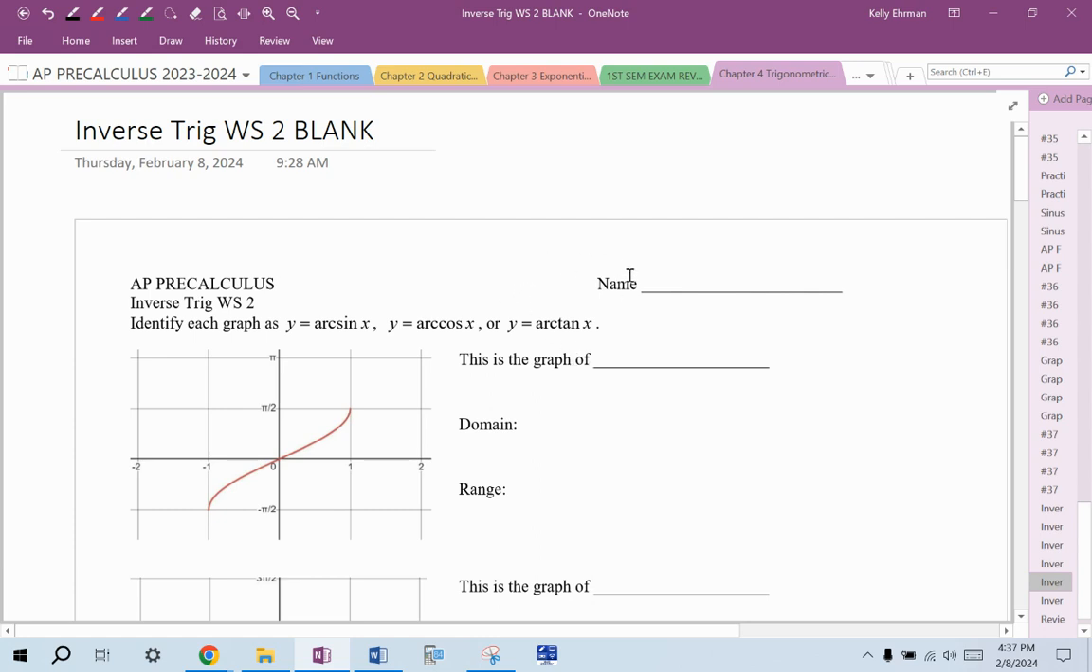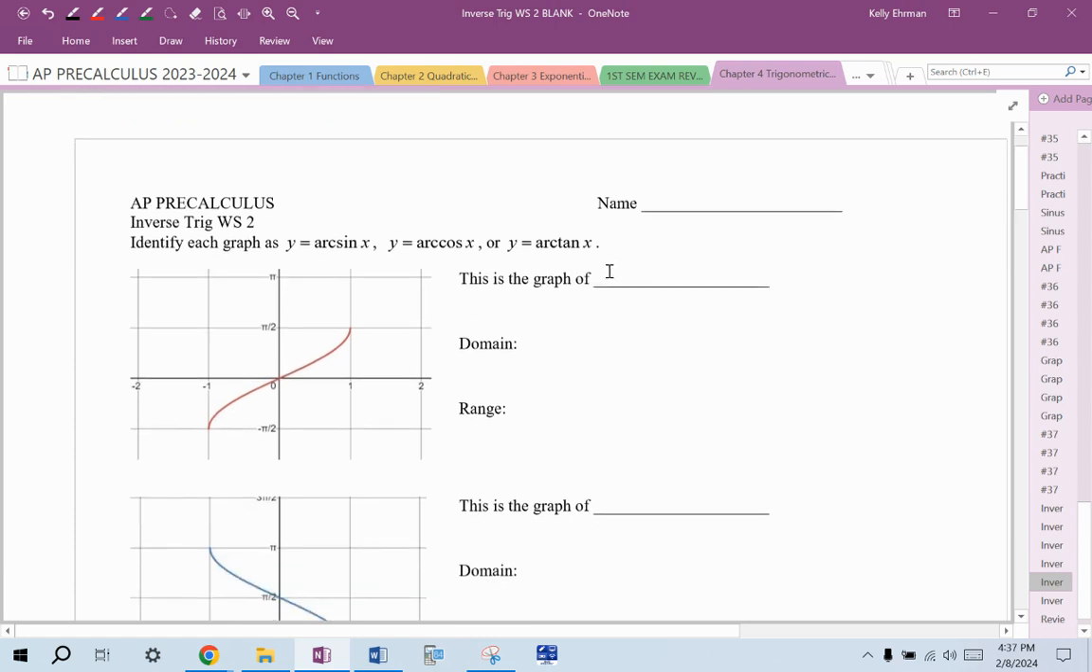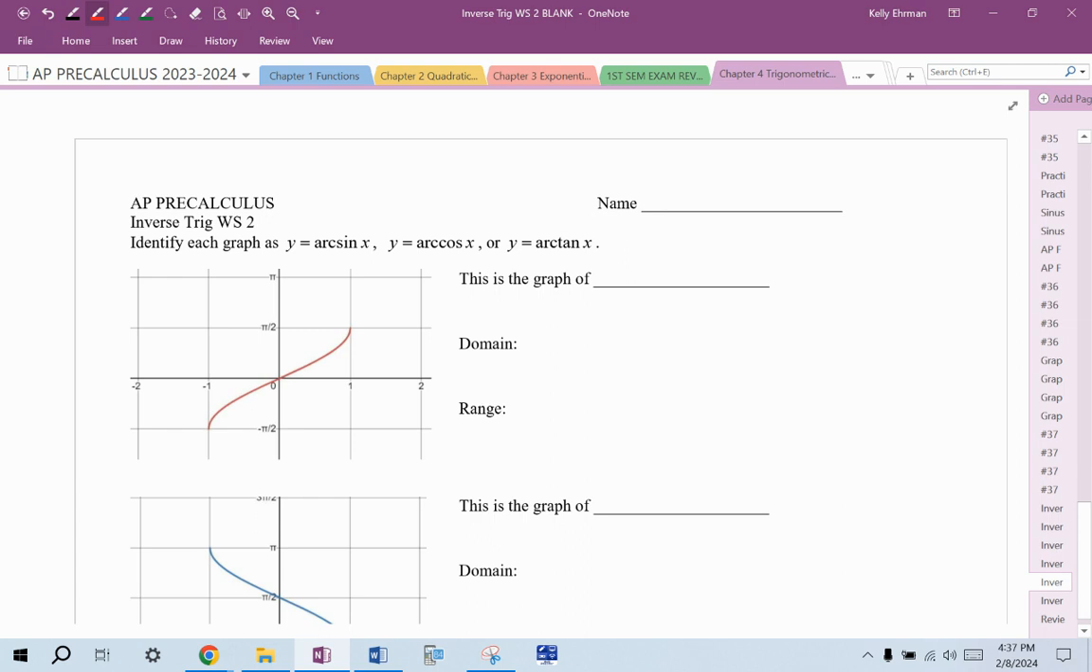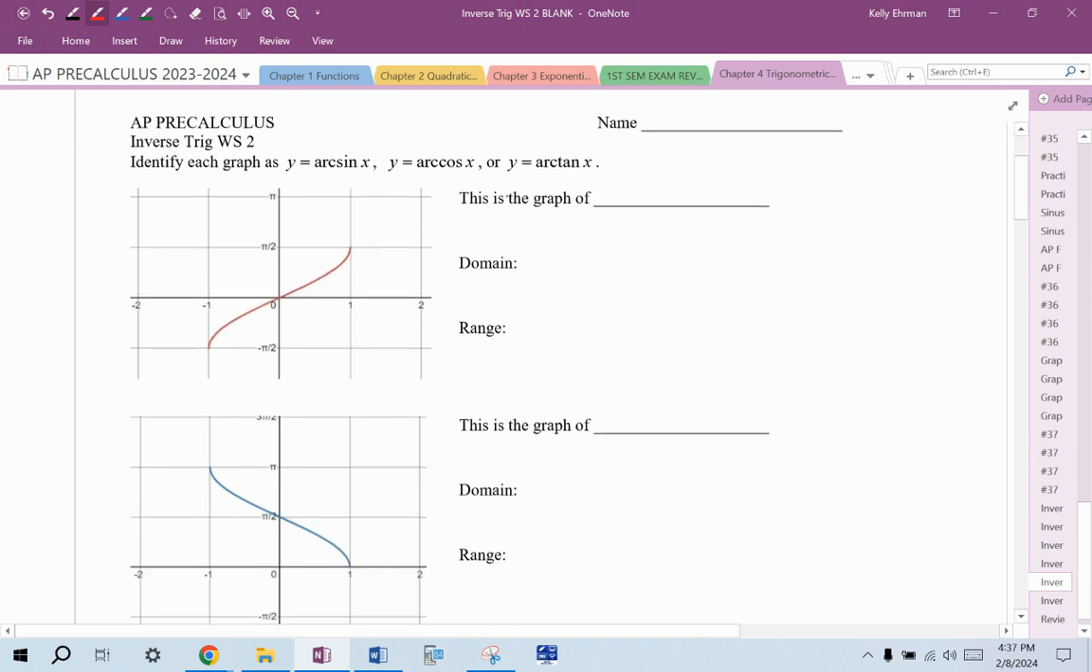Inverse trig worksheet 2. This is focused more on the graphs for inverse trig, and I don't have a lot of graphing questions on the tests that we're going to have, but we will have problems like this on our AP exam, so I wanted to practice this a little bit while we're in this chapter. Okay, so identify each graph.